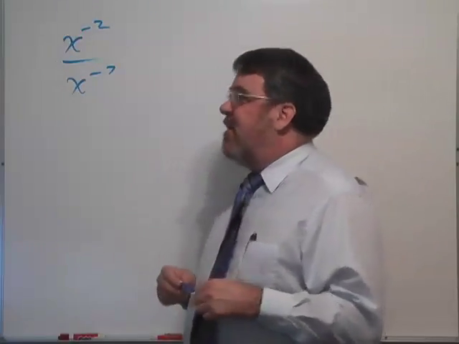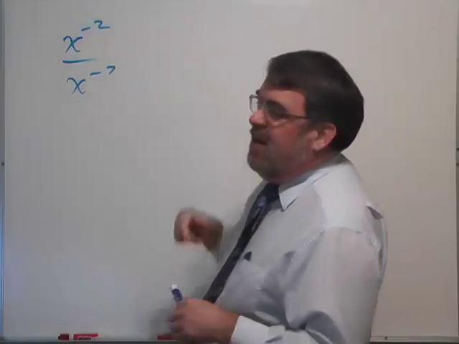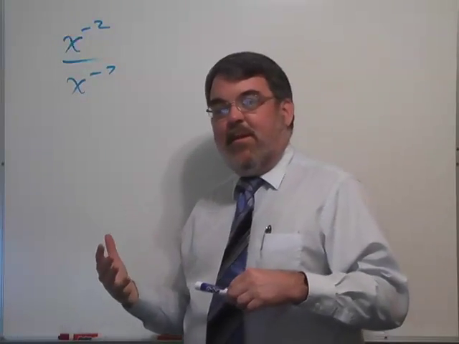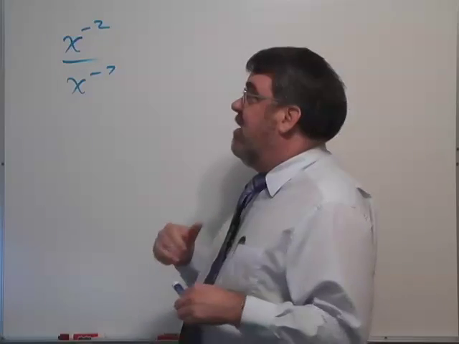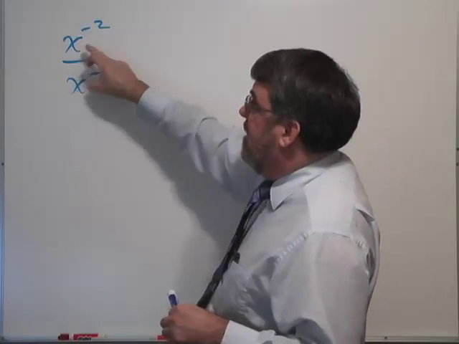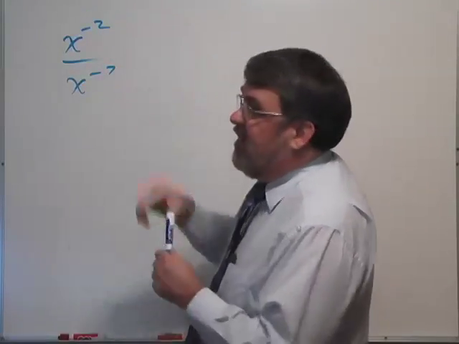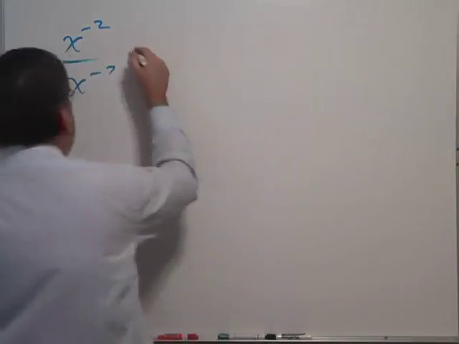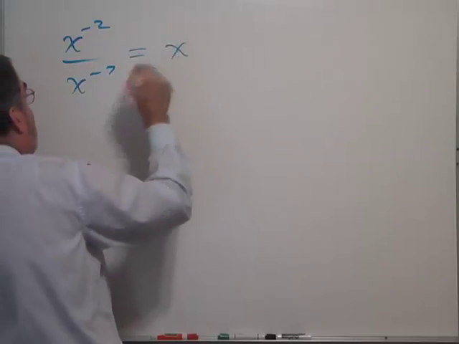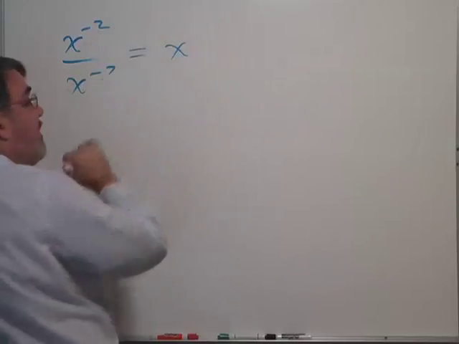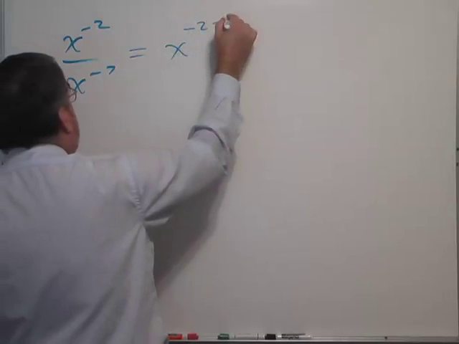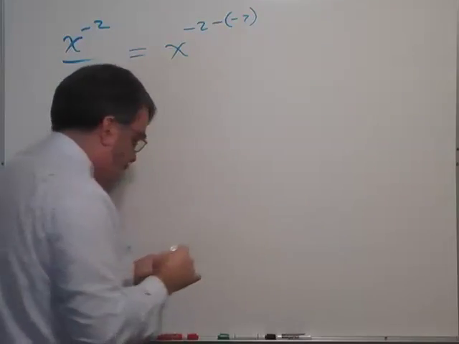So a textbook approach would be to say, okay, well, we're dividing. That means we're going to apply the quotient rule. The quotient rule means that when dividing two numbers of the same base, we're going to keep the base and subtract the exponents. So my base is x, and I subtract the exponents. There's always a top exponent minus the bottom exponent.